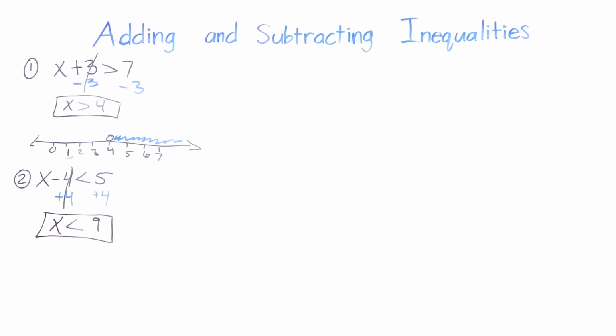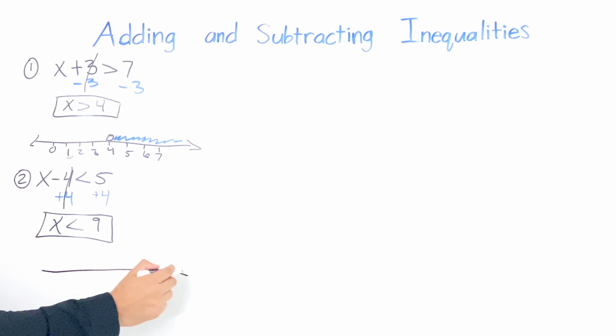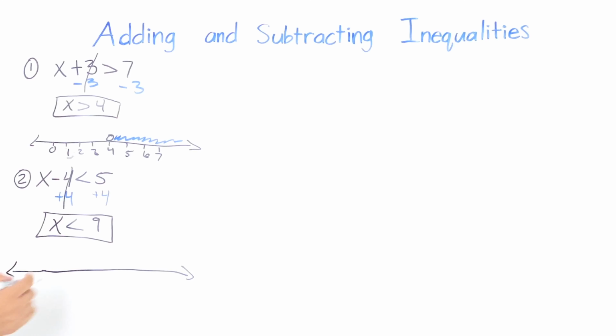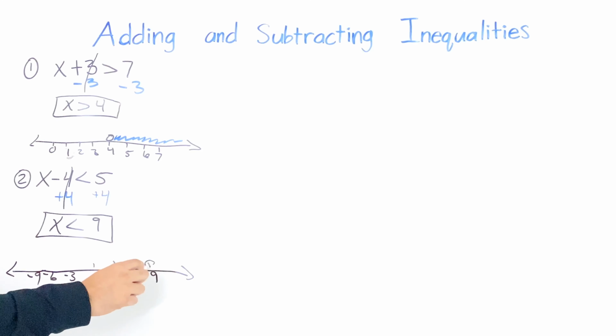Okay, so now we're going to do our number line. Like I said, you can do your number line however you want to do it. I'm going to do mine as here 0, 3, 6, and 9, and here negative 3, negative 6, and negative 9. Once again, I'm going to start at the number, which is 9, open circle.